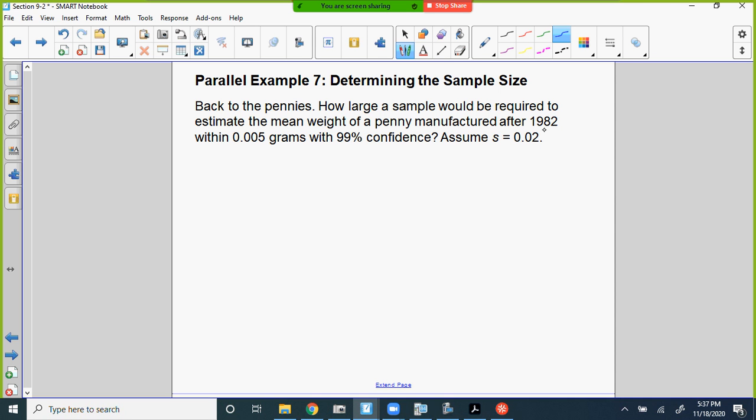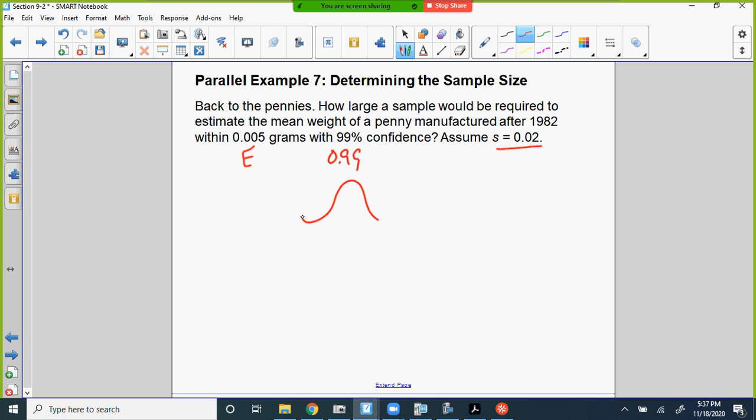Our next example says, how large would a sample need to be to estimate the mean weight of pennies manufactured after 1982 within 0.005 grams? Here's your E, that's your error. A 0.99 confidence interval, right? So what's the Z-score of a 0.99 confidence interval? And then an S of 0.02.